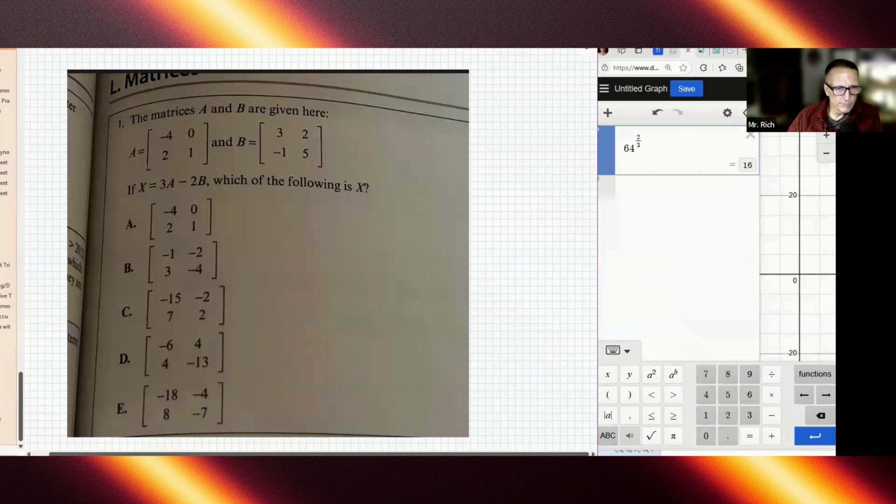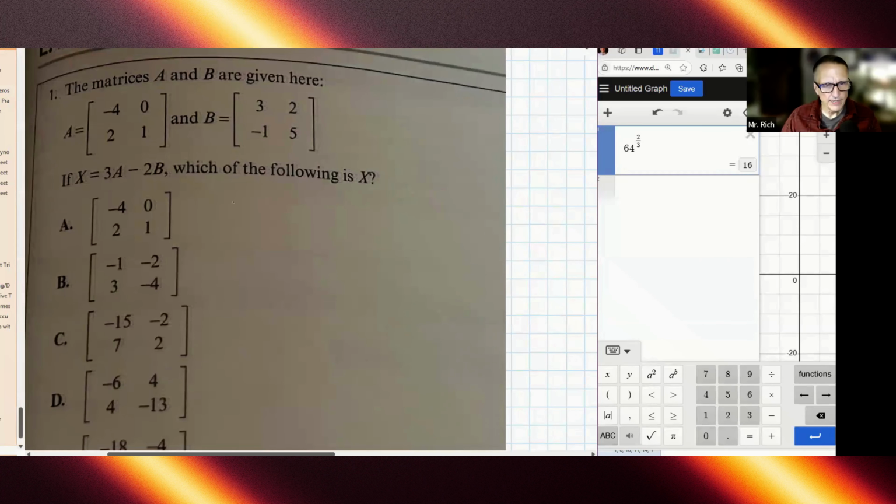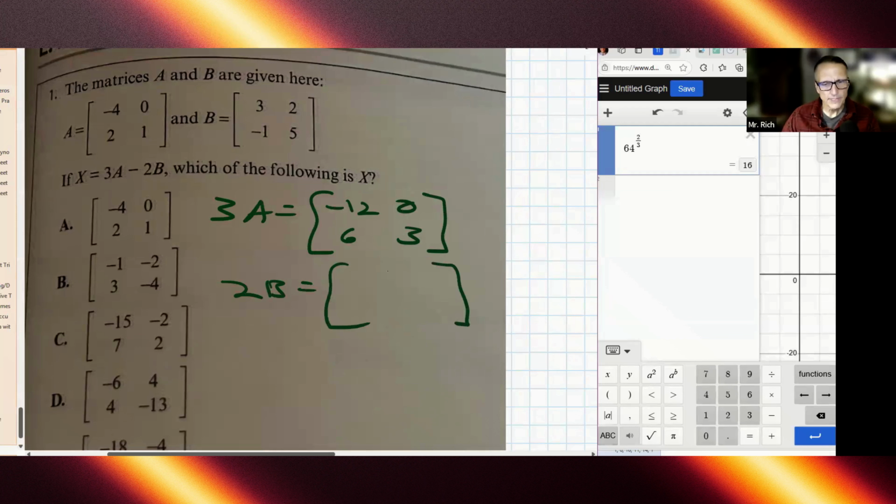So that means I need to take 3 times A. So 3A is going to be the product of 3 and all of the elements that are inside. So it's going to be negative 12. I'm going to scrunch this up just a bit and zoom in on that. Okay, so 3A will be negative 12, 0, 6, and 3. I'm going to take 2B. I'm going to distribute 2 through. That's going to be 6, 4, negative 2, and 10.